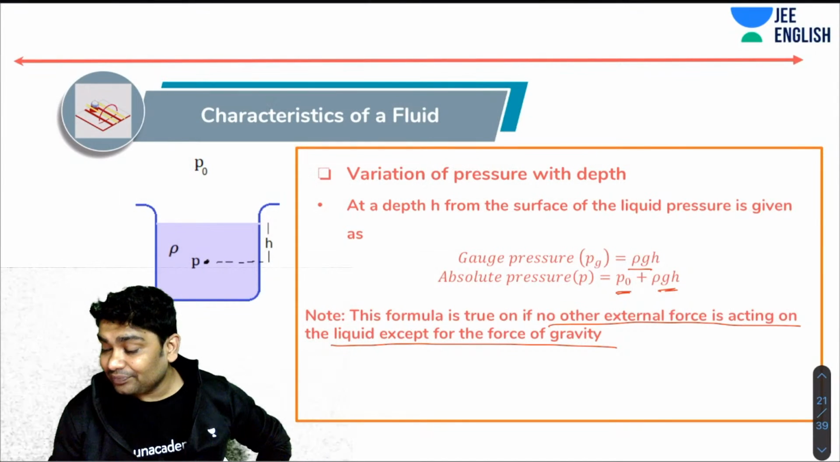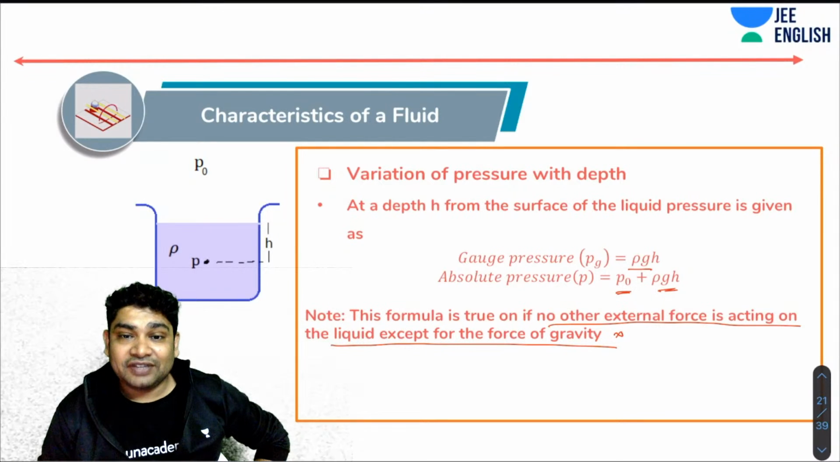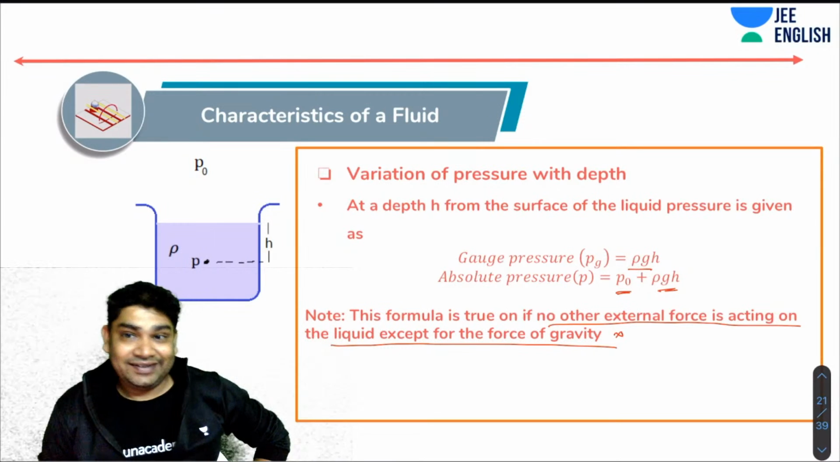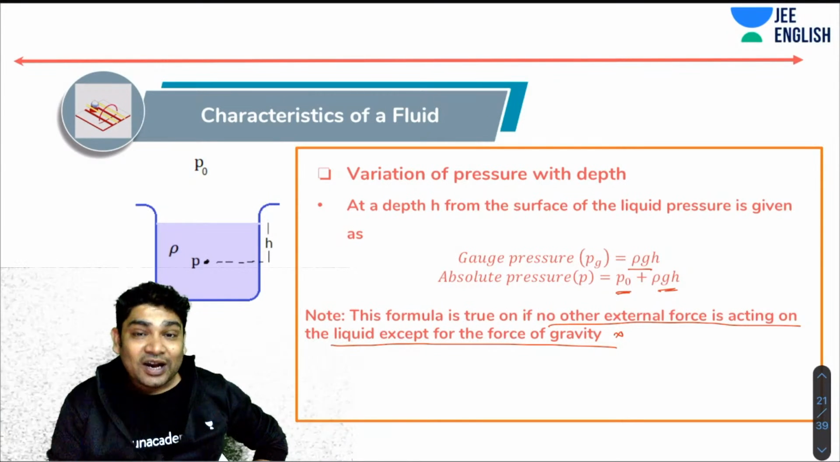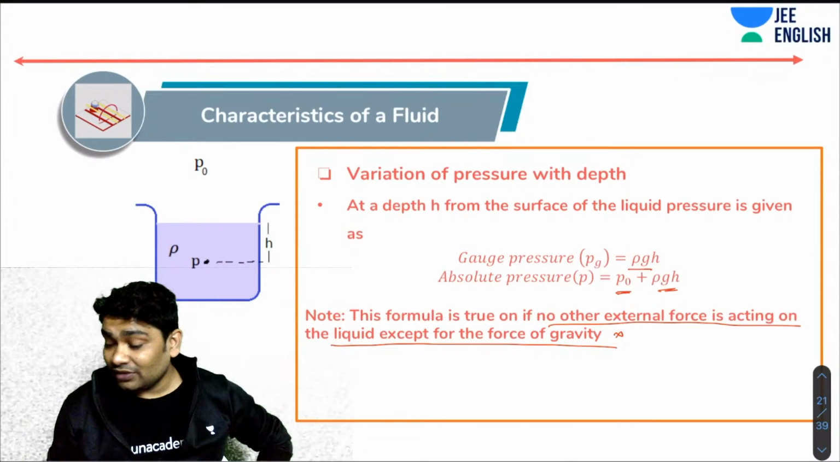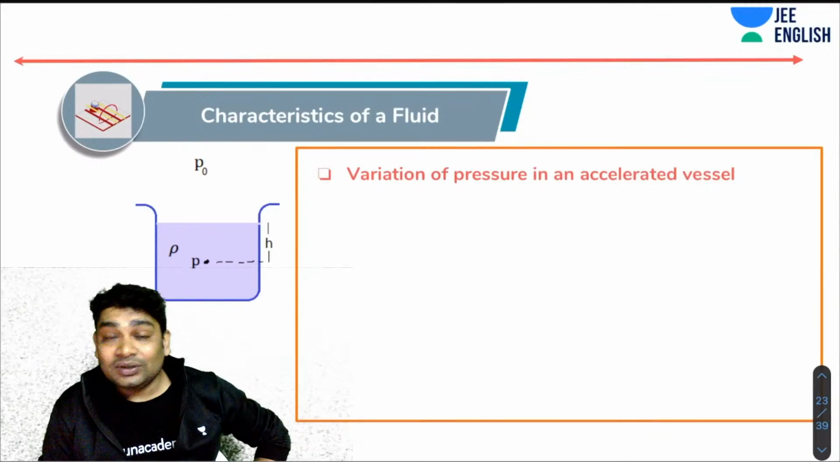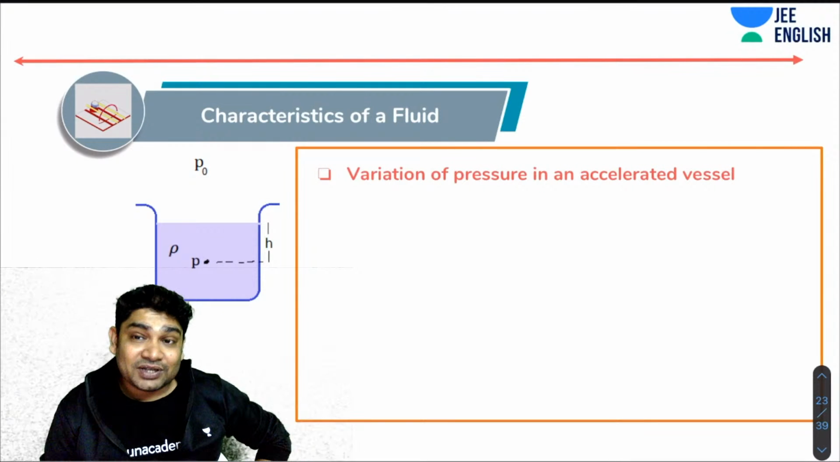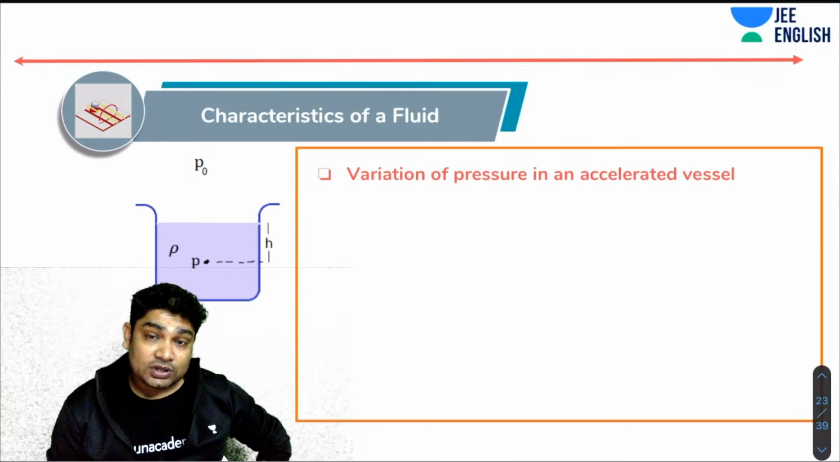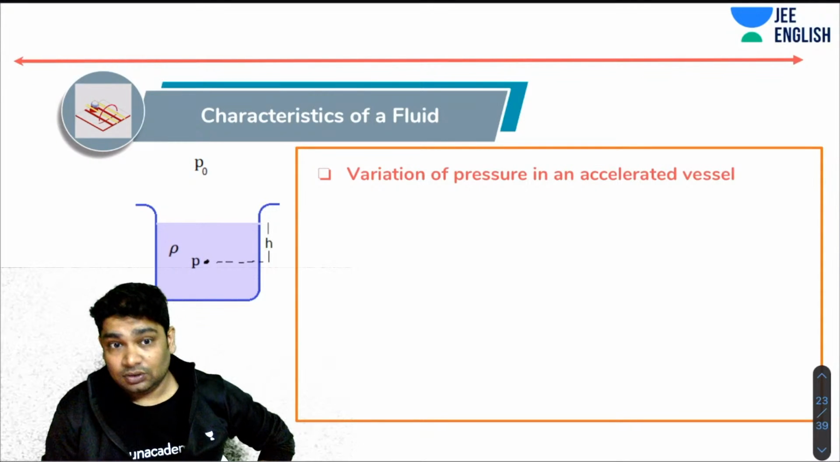As said here, if there were other forces also, then you could have had a different kind of variation of pressure. Then the pressure variation would not have been limited to this. We will talk about that again also. So if that is true, now we can talk about the variation in pressure in an accelerated vessel. Suppose now a vessel was accelerating also.